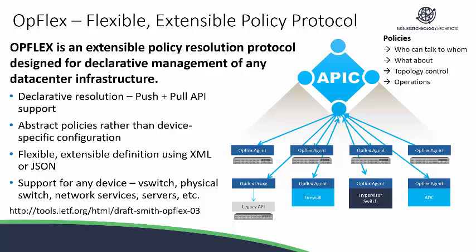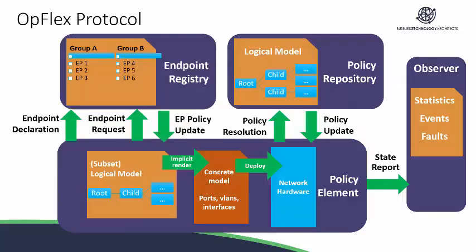So OpFlex will go very quickly. It's an extensible policy resolution protocol designed for declarative management of any data center infrastructure. So the APIC uses the OpFlex agents. That's how the APIC actually talks and distributes information throughout the fabric from a policy perspective. It's abstract rather than device specific. It's flexible using XML or JSON, and it'll support any device that can actually talk OpFlex. As you can see here, here's the OpFlex protocol.